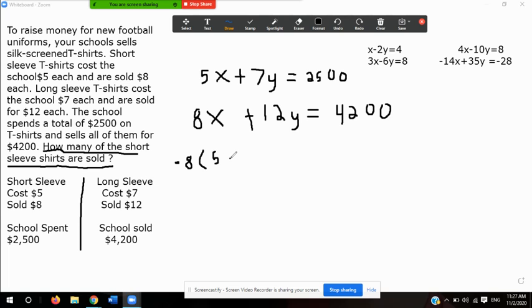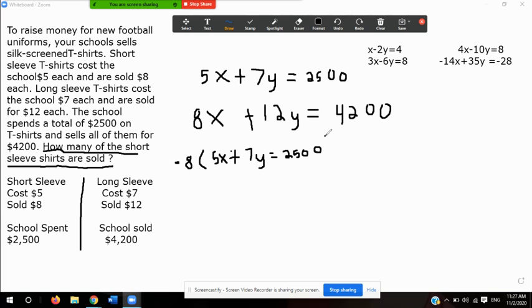plus 7y, and I realize I didn't write the x here, so let me do that now. 5x plus 7y equals 2,500. And that way, I'll have the equation that I am in fact going to use to cancel this out.